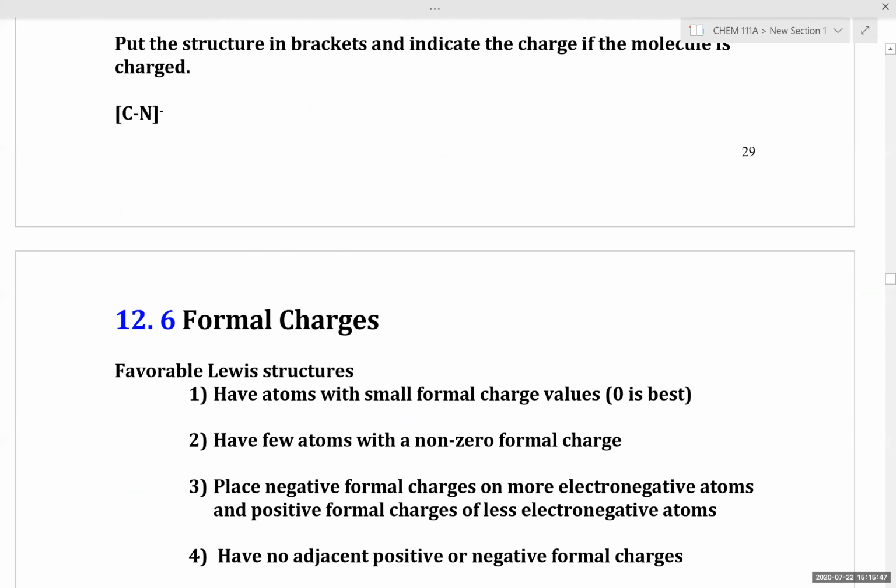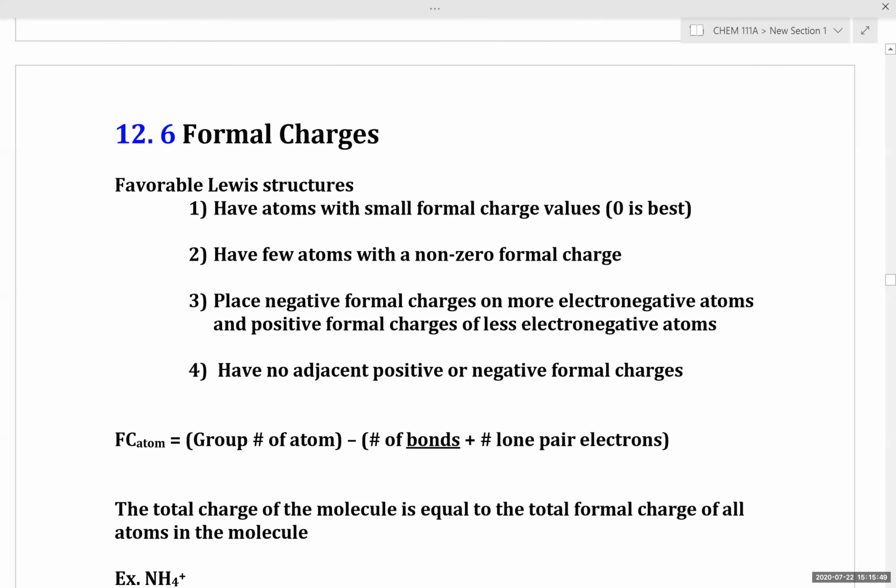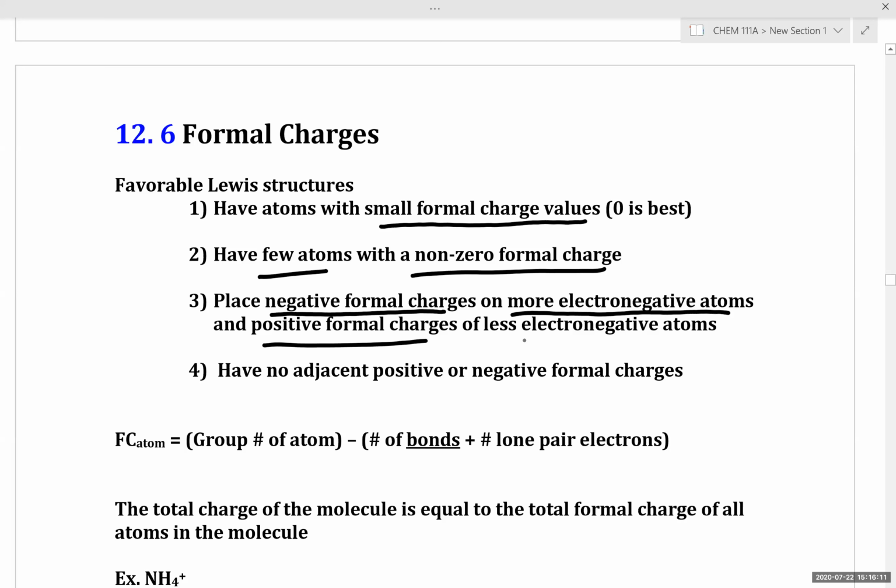Okay. So let's talk next about formal charges, which serve as an additional rule in order to draw logical and well-reasoned Lewis structures. So in general, favorable Lewis structures have atoms with small formal charge values, have few atoms with a non-zero formal charge. They place negative formal charges on more electronegative atoms and positive formal charges on less electronegative atoms. And in general, favorable Lewis structures try to avoid placing adjacent negative and positive formal charges.